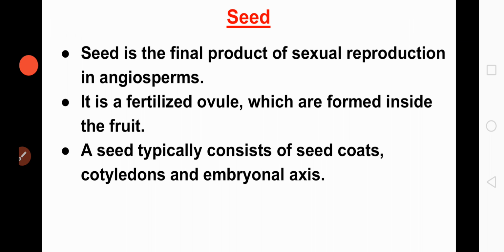Okay, now next, after fertilization, ovule develops into seed. So seed is the final product of sexual reproduction in angiosperm, and it is a fertilized ovule which are formed inside the fruit. A seed typically consists of seed coats, cotyledons, and the embryonal axis. Okay, so the cotyledons are the simple structure, generally thick and swollen due to the storage of food reserves.